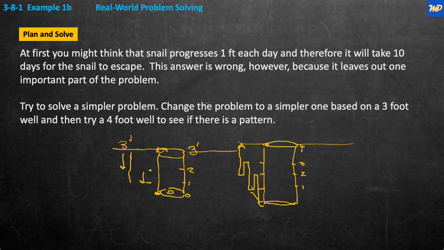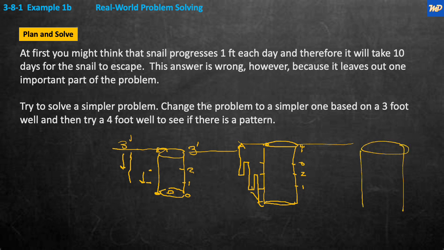The 3 foot pattern was he went up 2 feet and down 1. That's the first whole day with night. Then he went up 2 feet and he was at 3 feet. He was done. So to go 3 feet, it took him 1 full day and night, and then a day. So how long is it going to take him to get out of a 10 foot well?